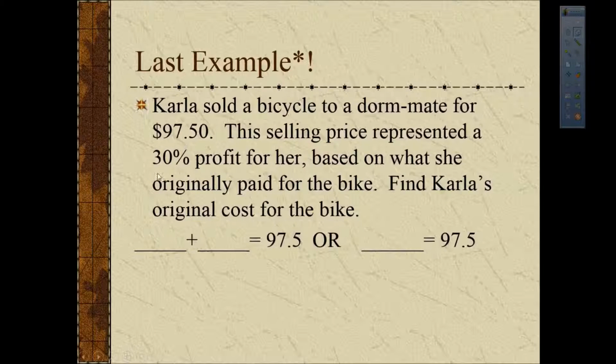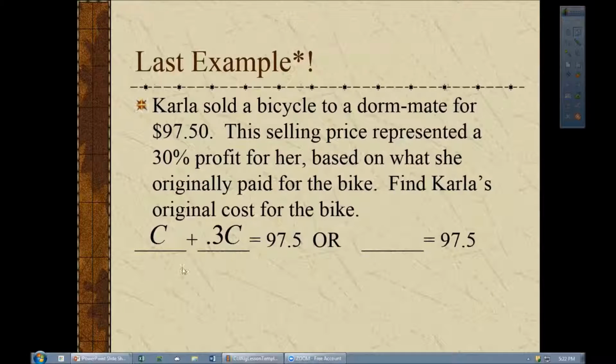So bear in mind, this 30% is not 30% of the price that she sold it for. It's 30% of what the bike originally cost. So in one of these blanks, I'm going to put her original cost for the bike, because she certainly wants to get at least that much back for the bike, but she also wants to make profit. So the added part is the profit that she makes. This is going to be 30% of the original cost, or 0.3 times C.